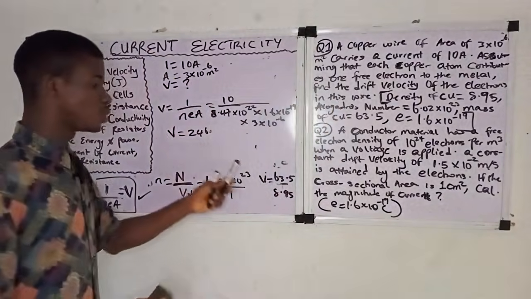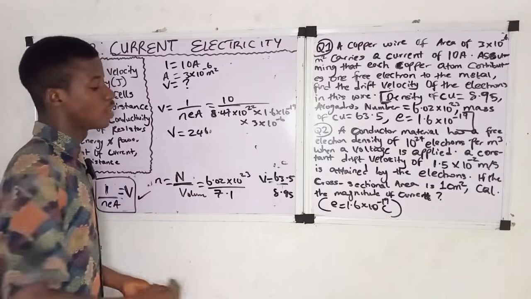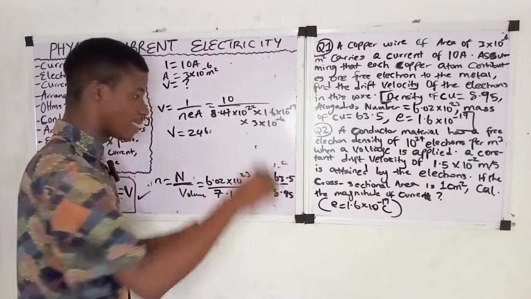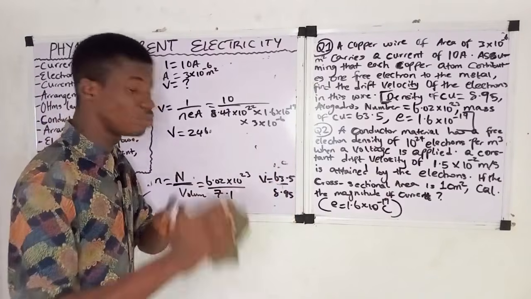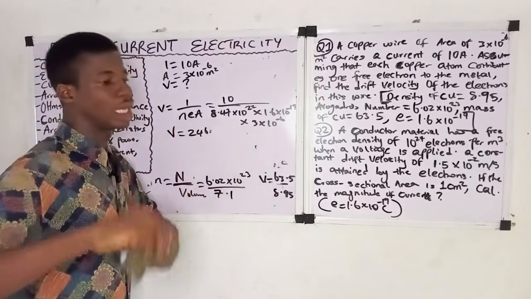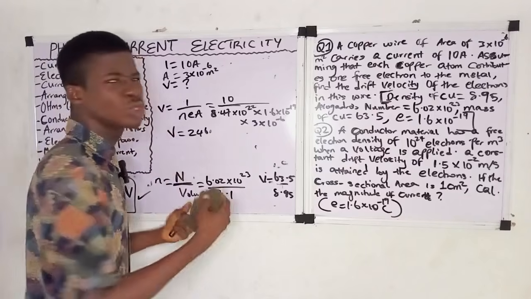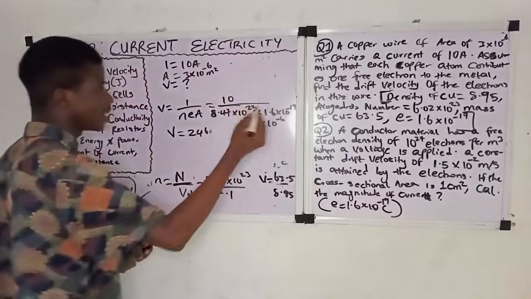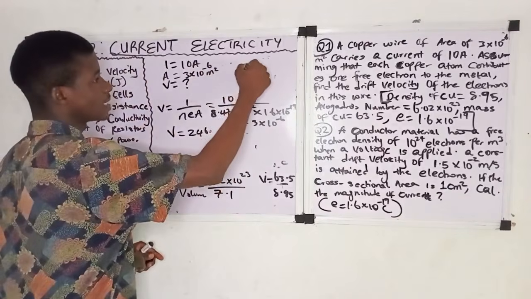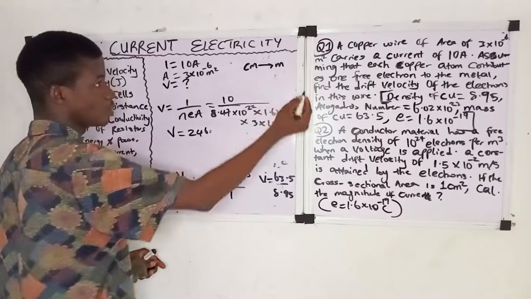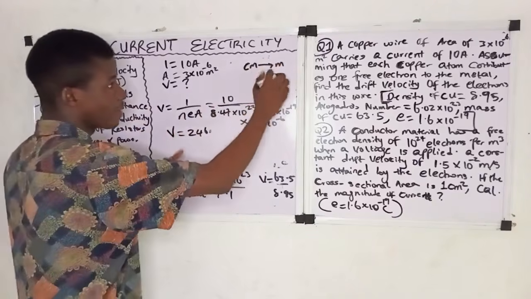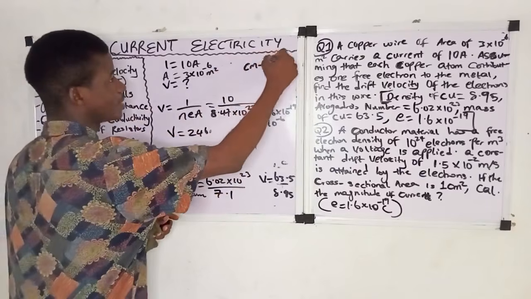What I'm going to do here is very easy. Let's convert this 8.95 gram per centimeter cube to gram per meter cube. How do we do that? By dividing by 1 million. Now let me explain. If you want to convert centimeter to meter, what do we do? We divide by 100, right?